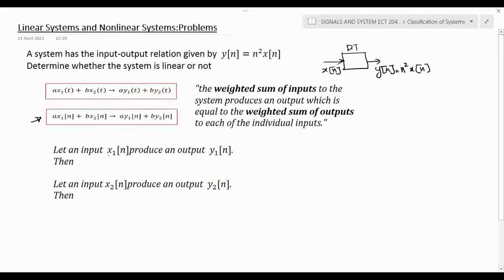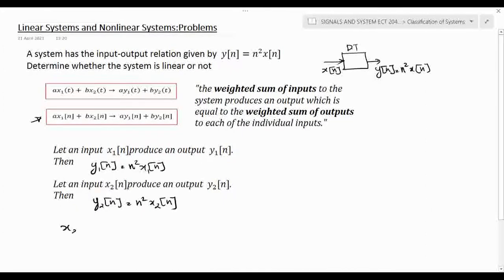So assume that an input x1 of n produces an output y1 of n. We can write y1 of n as n square into x1 of n. Similarly, for the second input x2 of n, the output is y2 of n, and you can write y2 of n is equal to n square into x2 of n.